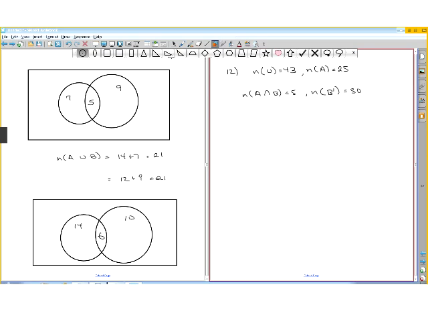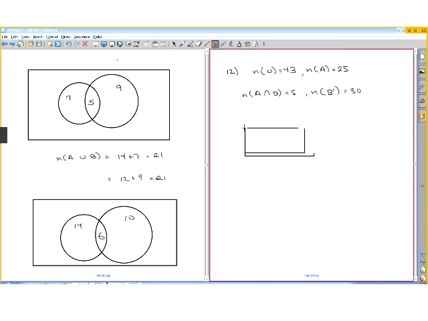Okay, so we're supposed to use the Venn diagram. It says use an appropriate Venn diagram. And try to put a Venn diagram, use given information to fill in the elements in each region. Okay.